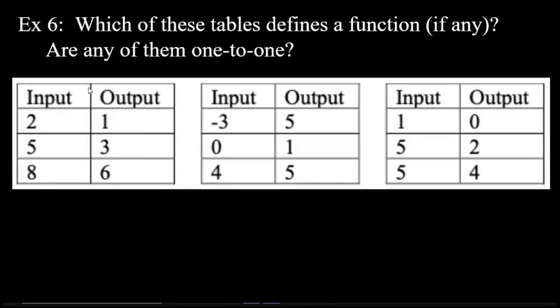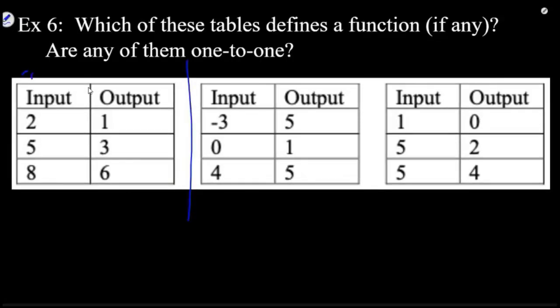Now that we know that, let's take a look at example 6. Which of these tables defines a function, if any of them do? We've got 3 separate tables. If we look at table number 1, does this first table define a function with those 3 inputs and those 3 outputs? Yes, right? 2 gets mapped to 1, 5 gets mapped to 3, 8 gets mapped to 6. No problem. So yes, this is a function.